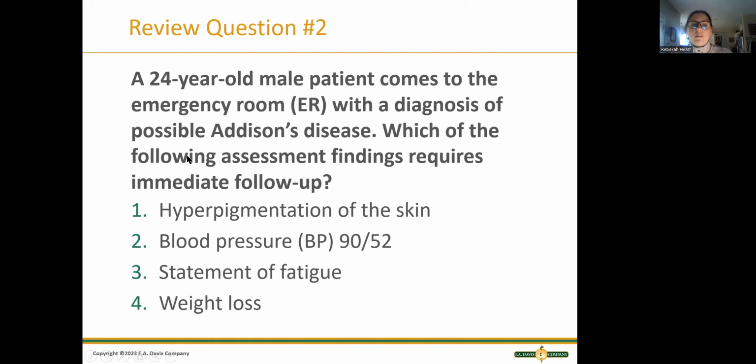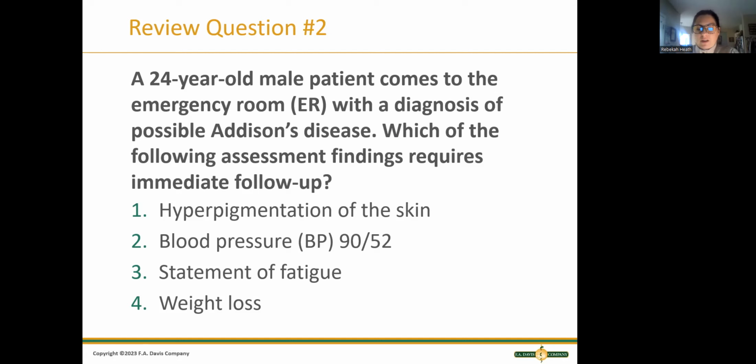It says, which of the following require immediate follow-up? So it's a priority question. What is the highest priority? There's hyperpigmentation of the skin, where the skin gets discolored or darker in color than normal. Blood pressure of 90 over 52. Statement of fatigue and weight loss. All right, immediate follow-up: which of these would be more life-threatening or have more potential for patient harm?